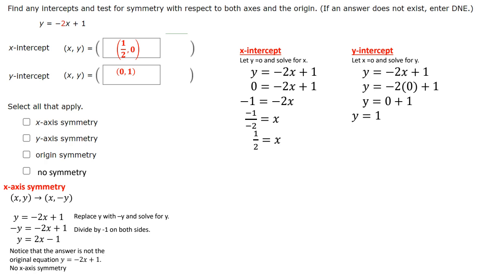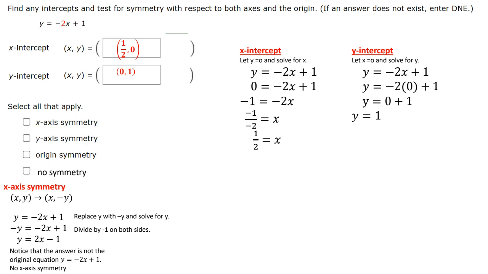Okay, so we saw the x-intercept and y-intercept. Now we're checking for the x-axis symmetry. As Ms. Chuca said, in order to check for x-axis symmetry, we replace the y with a negative y and solve for y. When we do this, we get y is equal to 2x minus 1, which is not the same as our equation, so it does not have x-axis symmetry.